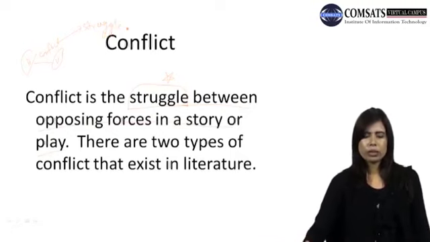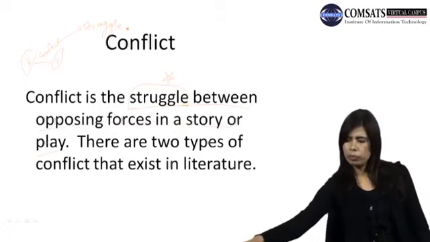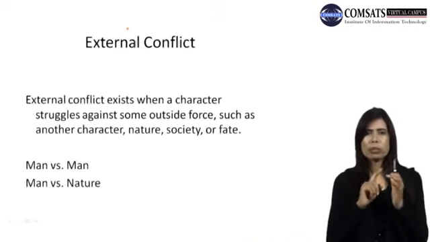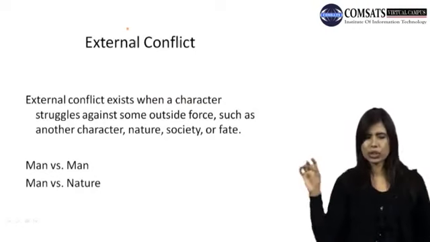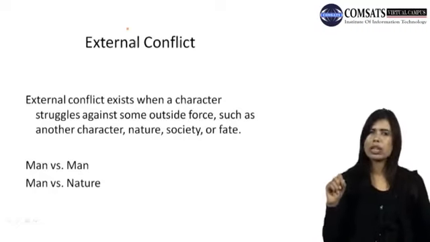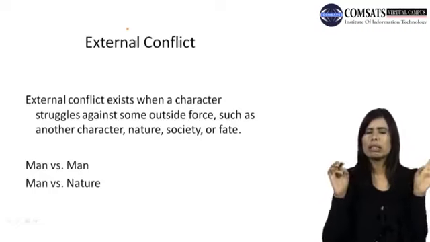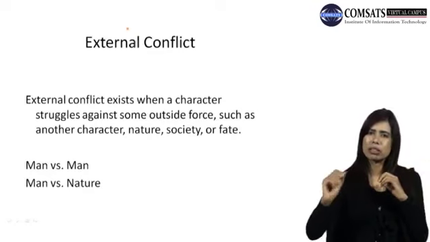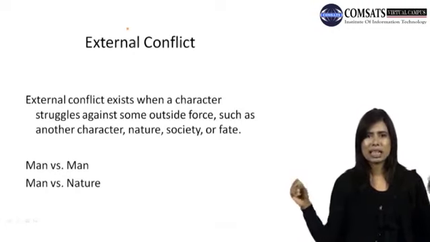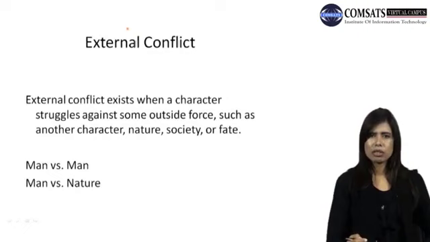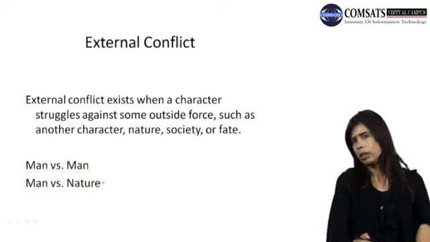Okay, so there are two types of conflict that exist in literature. Number one is external conflict. It exists when a character struggles against some outside force such as another character, nature, society, or fate. So what is that? This is external conflict. This is external struggle, man versus man, like other men in the society, man versus nature. So what kind of conflict is this? This is man versus man, man versus nature, man versus society, or man versus fate.